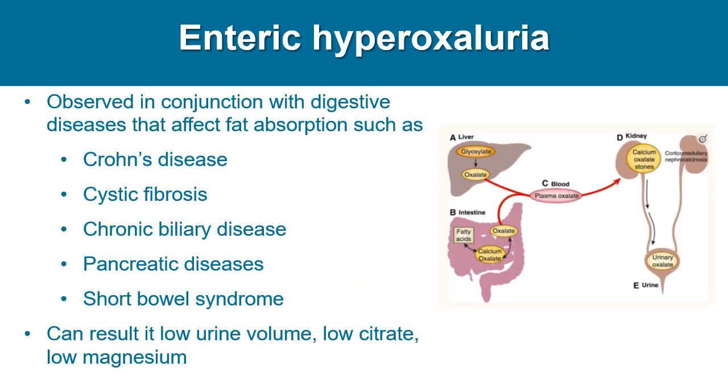So enteric hyperoxaluria is frequently observed in conjunction with digestive diseases, as you see here, such as Crohn's disease, cystic fibrosis, chronic biliary disease, and pancreatic diseases as well, and also short bowel syndrome. And this can result in chronic diarrhea that's associated with fat malabsorption, and they may result in low urine volume, low citrate, low magnesium, and then formation of stones.